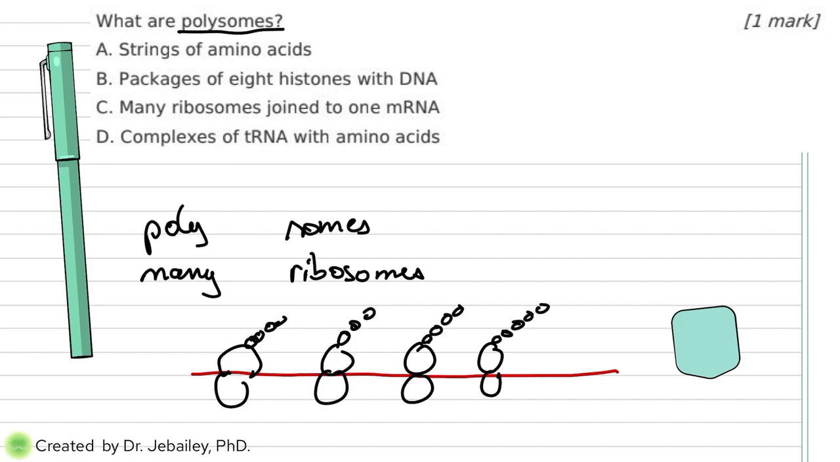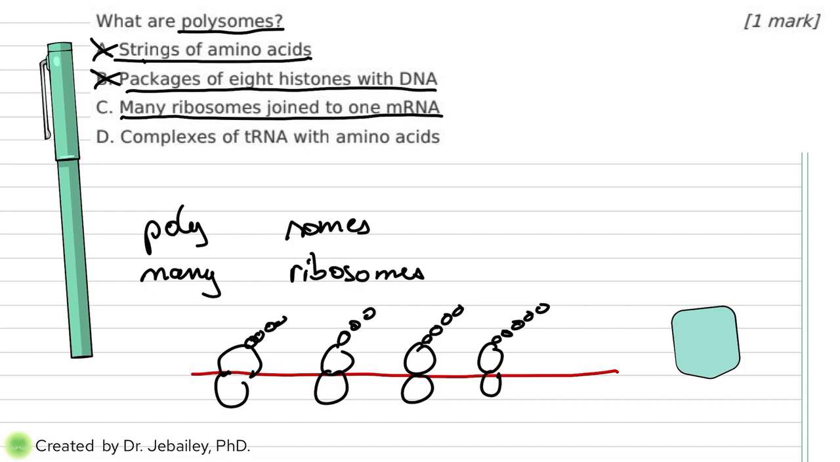Looking at the questions, we have a string of amino acids? No. A package of 8 histones with DNA? No. Many ribosomes join to one mRNA? True. Complexes of tRNA with amino acids? No. So the answer is C. This is also a very common question about 7.3 because that's one part where they talk about the polysomes. But it's a very easy one. As long as you know what a polysome is, it's very easy to answer this question.